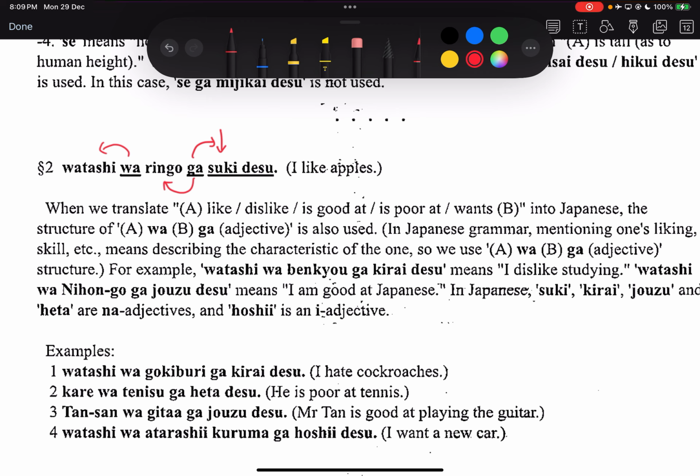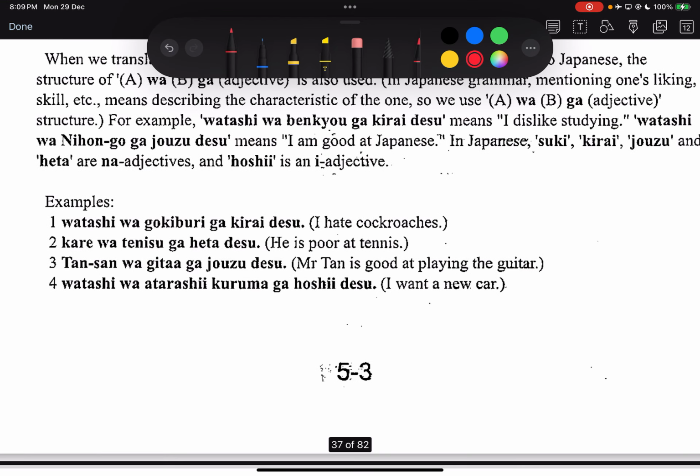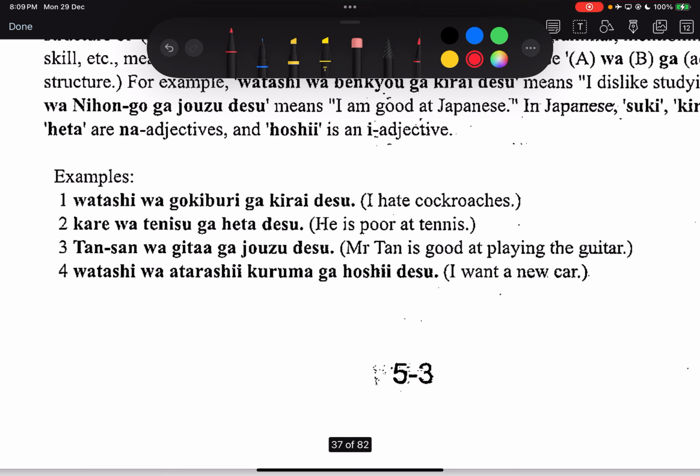So basically for some words like suki, we need to have the object. We don't really need the subject, but we need the object. So how do we tell people that we are talking about the object? We use the particle ga. That means this object I like. So リンゴが好きです。So I like apples. Okay? Then let's look at the example. Number 1, 私はゴキブリが嫌いです。So 嫌い is, any idea what's 嫌い? Hate.